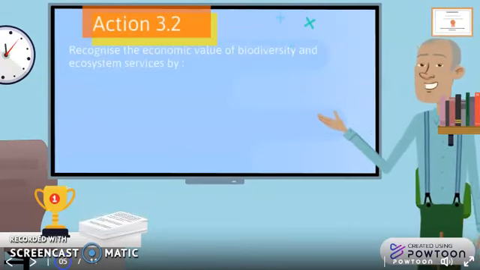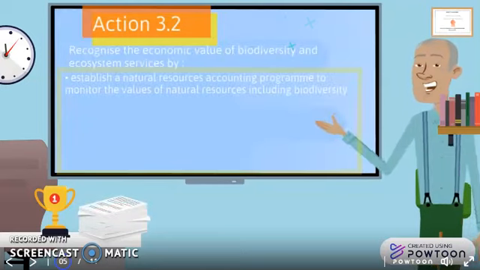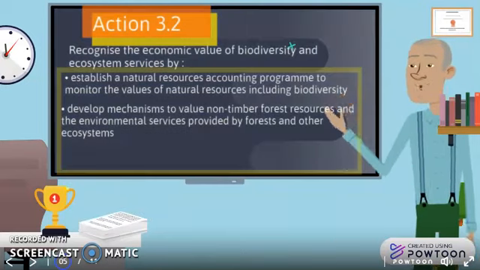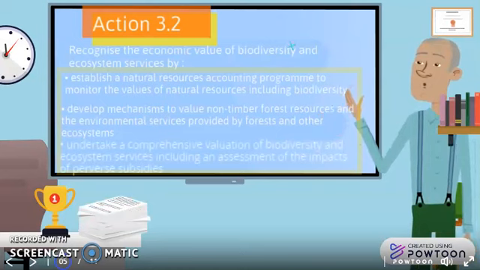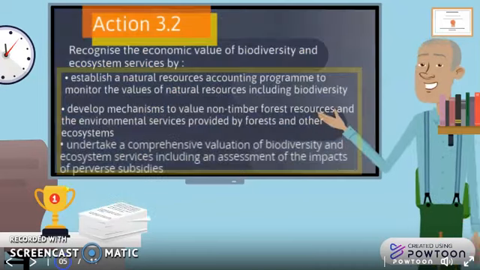Action 3.2. Recognize the economic value of biodiversity and ecosystem service by establishing a natural resources accounting program to monitor the value of natural resources, including biodiversity. Develop mechanism to value non-timber resources, forests, and the environmental service provided by the forest and other ecosystem. Undertake a comprehensive valuation of biodiversity and ecosystem service, including an assessment of the impact of previous subsidies.